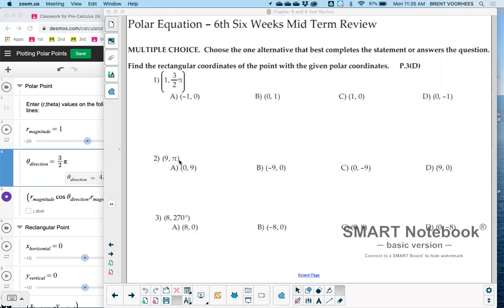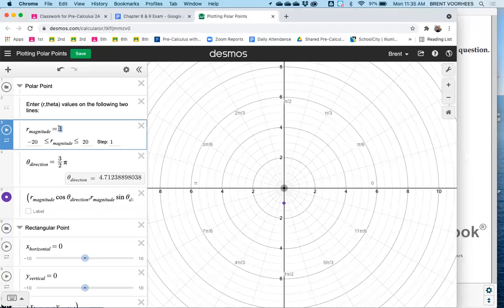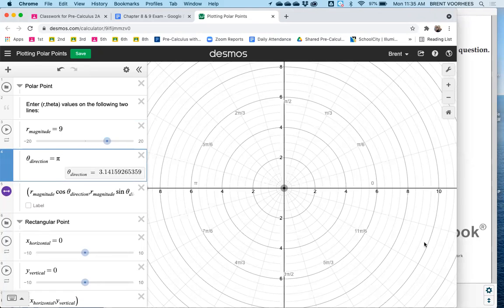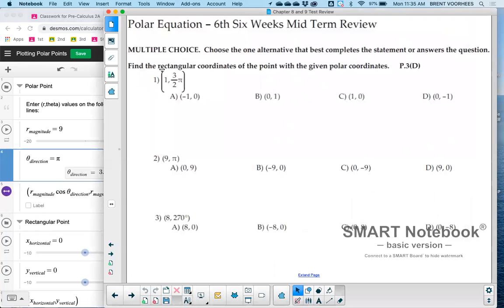Okay, let's try number 2. 2 gives us the point 9, pi. Again, this is an angle, which means I'm going to plot it into polar. So I plot 9 comma pi. On my calculator, you type it in as 9 on the R. Pi is the theta. So that's what these values are in polar.